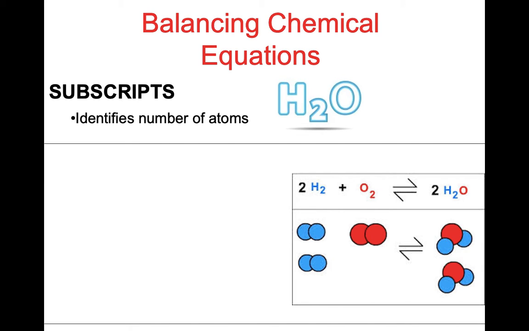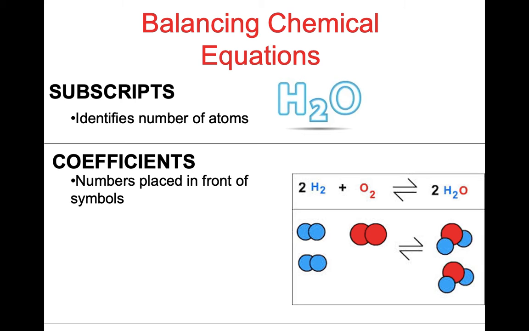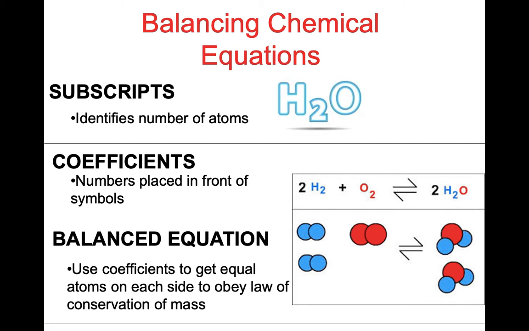Okay, so what we're looking at are the subscripts first. In this formula, we have 2 hydrogens and 1 oxygen. We're going to use coefficients, which are those big numbers placed in front of them. You can see a 2 in front of the hydrogen and a 2 in front of the water, and that's going to balance it out. And look at the picture. That 2 in front of the hydrogen now gives us 4 hydrogen on the left side. We have 2 oxygens on the left side. The 2 in front of the water gives us a total of 4 hydrogens on the right side and 2 oxygens on the right side. So our number of atoms on the reactant side equals the number of atoms on the product side. And our goal is to use that law of conservation of mass and our coefficients to have a balanced chemical equation.